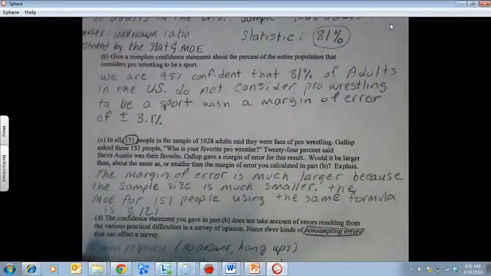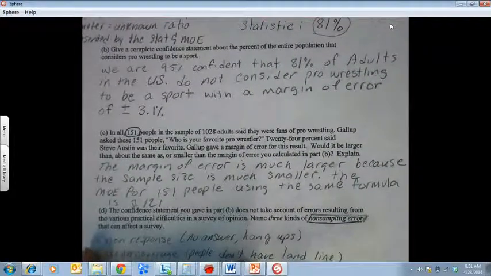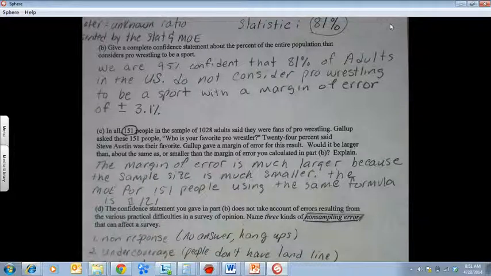Question C, in all 151 people in the sample of 1,000, they were fans of pro wrestling. If we asked those 151 people who is your favorite pro wrestler, 24% said Steve Austin was their favorite. Gallup gave a margin of error for this result. Would it be larger than, about the same as, or smaller than the margin of error for the part you calculated in B? And explain. So it's going to be much larger error.